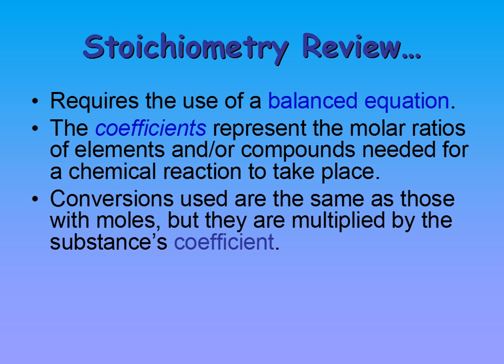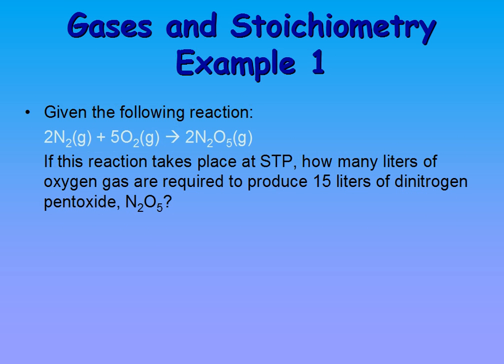The reaction is acting as our recipe. So in this particular example, we have nitrogen and oxygen making N2O5. This reaction takes place at STP. How many liters of oxygen gas are required to produce 15 liters of dinitrogen pentoxide? So we start with what we're given, the 15 liters of N2O5.